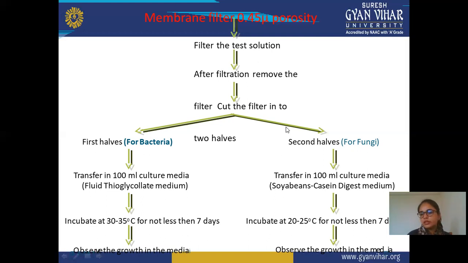For bacteria, you incubate at 30 to 35 degrees Celsius, and for fungi, at 20 to 25 degrees Celsius. After 1 week, or at least 7 days, you observe your formulation to see whether it is free from microbes, whether any growth of bacteria or fungi takes place. If any bacteria or fungi growth is observed, then you can say your product is not in sterile form, or bacteria and fungi are present in the formulation. So you can easily check this with the help of this filter paper test.